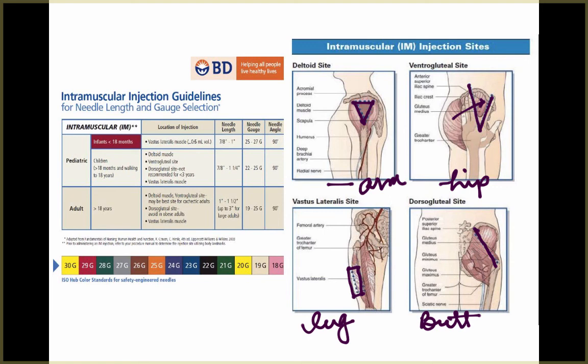You can look on here at pediatrics. When they do injections, they do the deltoid muscle. They do the ventrogluteal site. They do the dorsogluteal site, but this one is not recommended for children less than 3 years old. And then they can also do the vastus lateralis.